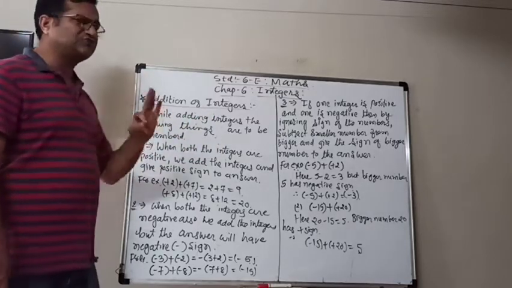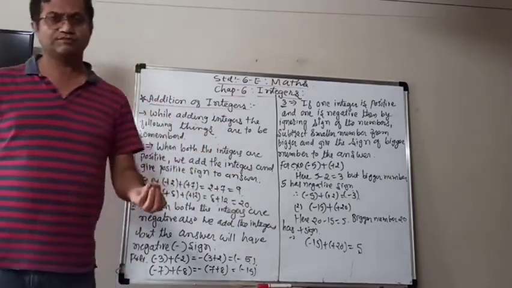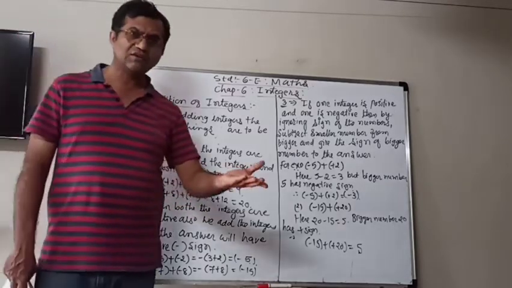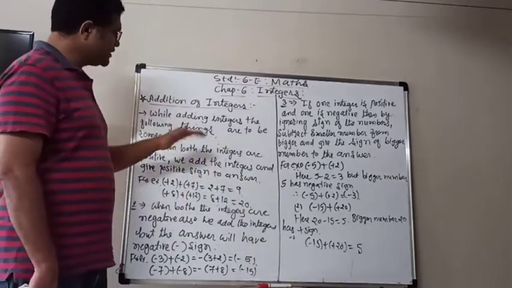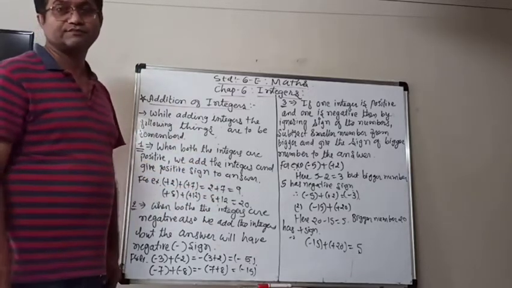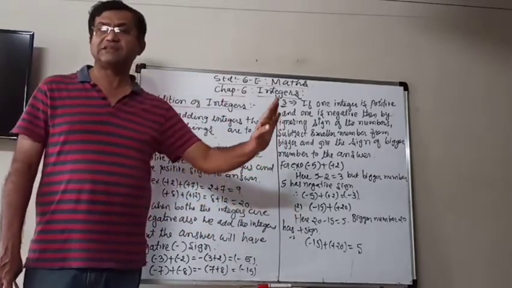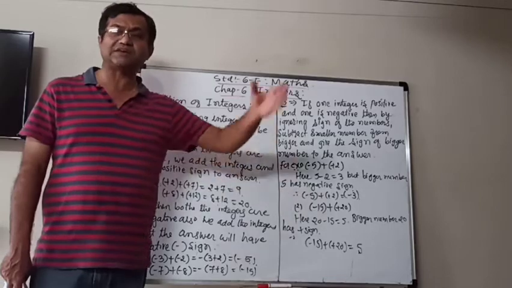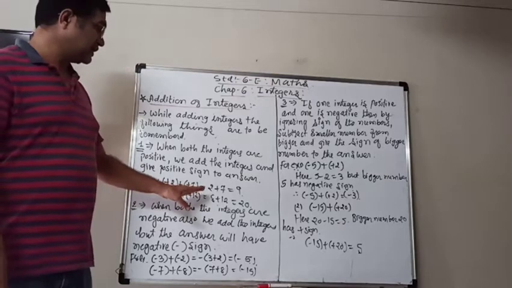First one is very simple: when both the integers are positive, then obviously we won't make a mistake and we will add very simply. When both the integers are positive, we add the integers and give a positive sign to the answer, just like you add the natural numbers that you learn in the very lower standards, senior KG, junior KG, first, second. So that will not be a problem.